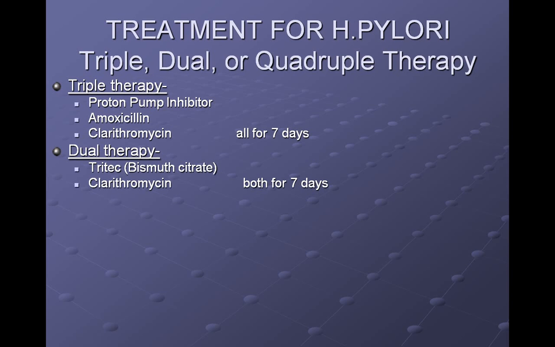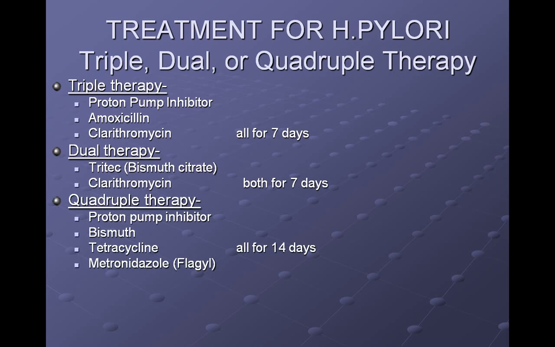Dual therapy: Tritec or bismuth citrate, and clarithromycin, both for 7 days. Quadruple therapy: proton pump inhibitor, bismuth, tetracycline, and Flagyl, all for 14 days. Each of these medications is to be looked up, and you should be thoroughly knowledgeable.